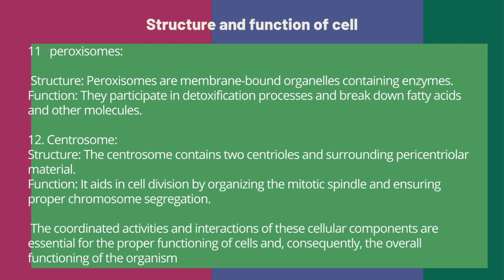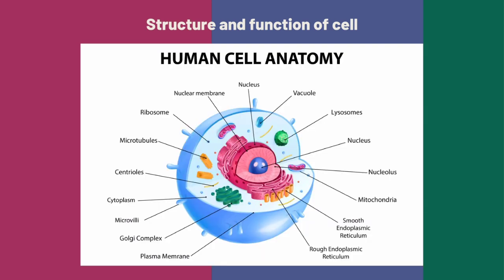The coordinated activities and interactions of these cellular components are essential for the proper functioning of cells and, consequently, the overall functioning of the organism. Here is the brief diagram of human cells anatomy with all the necessary structure involved.